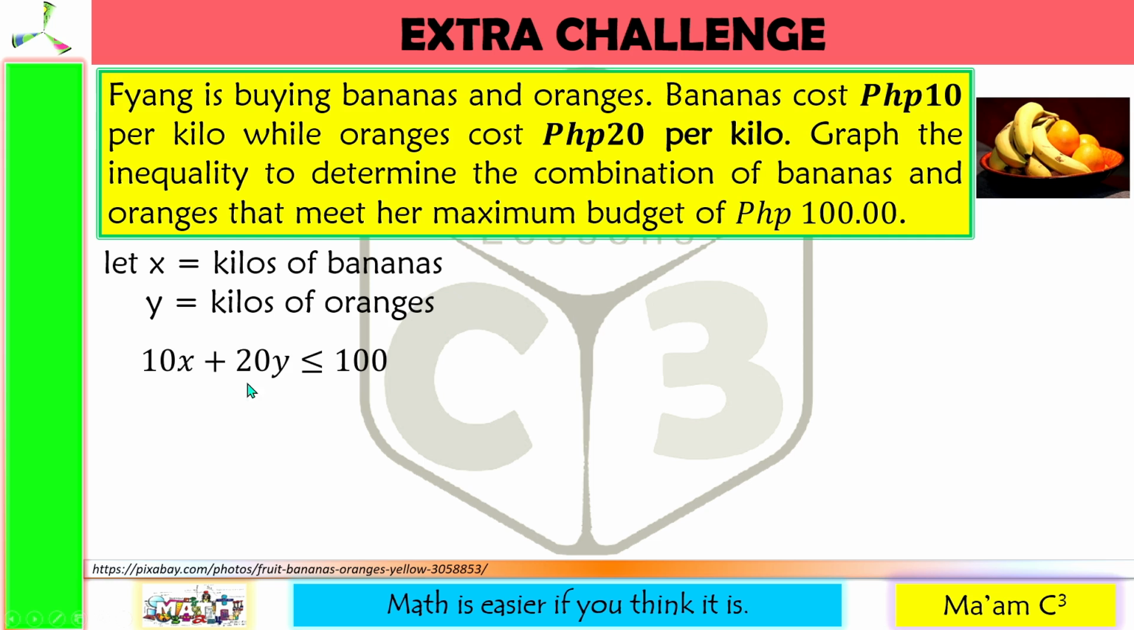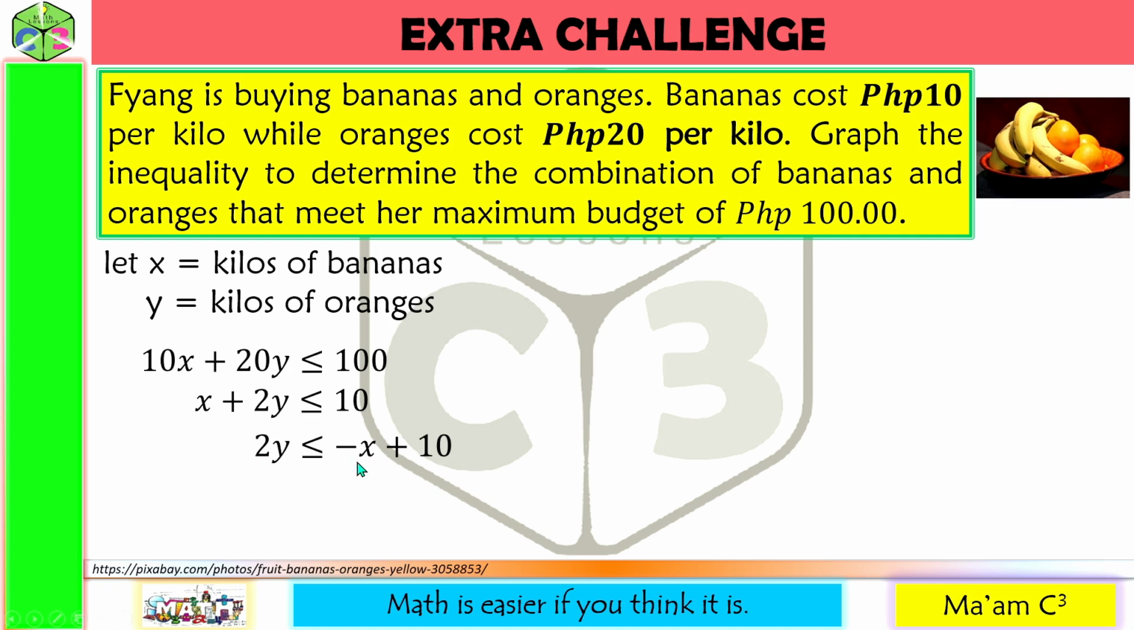We can divide all these three by 10. And 10 divided by 10 is 1, so we have here x. 20 divided by 10 is 2, so we have here 2y. And 100 divided by 10 is 10, so we have x plus 2y is less than or equal to 10. Let us convert this to slope-intercept form. So we are going to move x on this side. This will be 2y is less than or equal to negative x plus 10. Now, to solve for y, we are going to divide everything by 2. 2 divided by 2 is 1. We have here y.